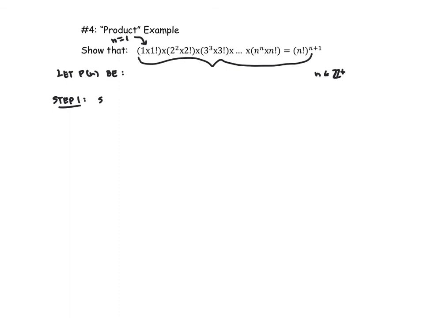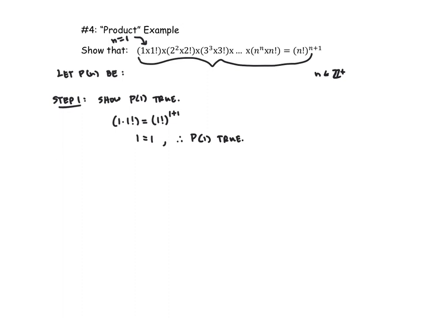Step 1, again, basic. I'm going to show p of 1 is true. All right, so p of 1 is going to be 1 times 1 factorial, and that should be equal to 1 factorial to the 1 plus 1th power, right? So I took the first term over here and plugged in a 1 for n over here. Okay, let's show truth here. So 1 times 1 factorial is 1 times 1, which is 1, and 1 factorial is 1 to the 2nd power, which is also 1. Therefore, p of 1 is true.